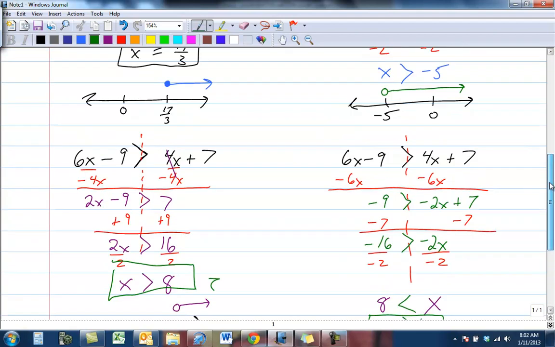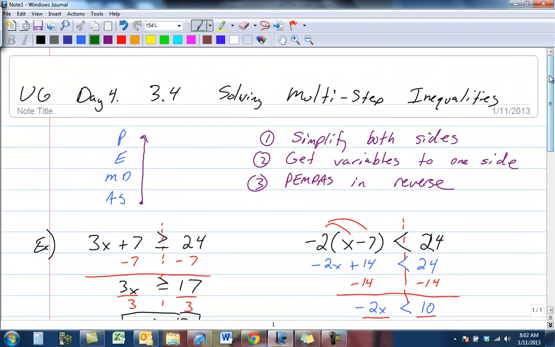All right, so quick review. When you're solving, everything is the way it's always been. Simplify both sides, get the variables to one side, PEMDAS in reverse. I'm going to add a step 4 here. We're going to graph it, right?